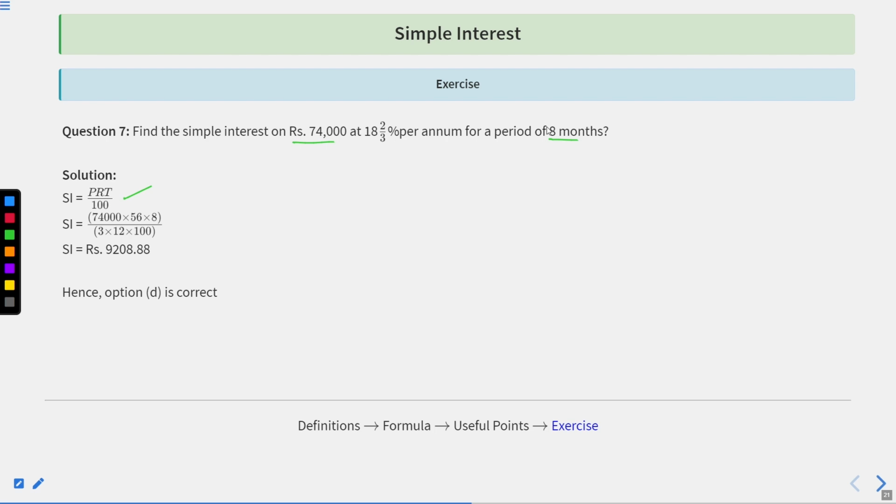Now, first of all, you try to recall that we have to first change 8 months to years. So divide by 12. So now we have simple interest equal to 74,000 into 56 into 8 upon 3 into 12 into 100. So simple interest is equal to 9,208.88 rupees. So the correct option here is option D.